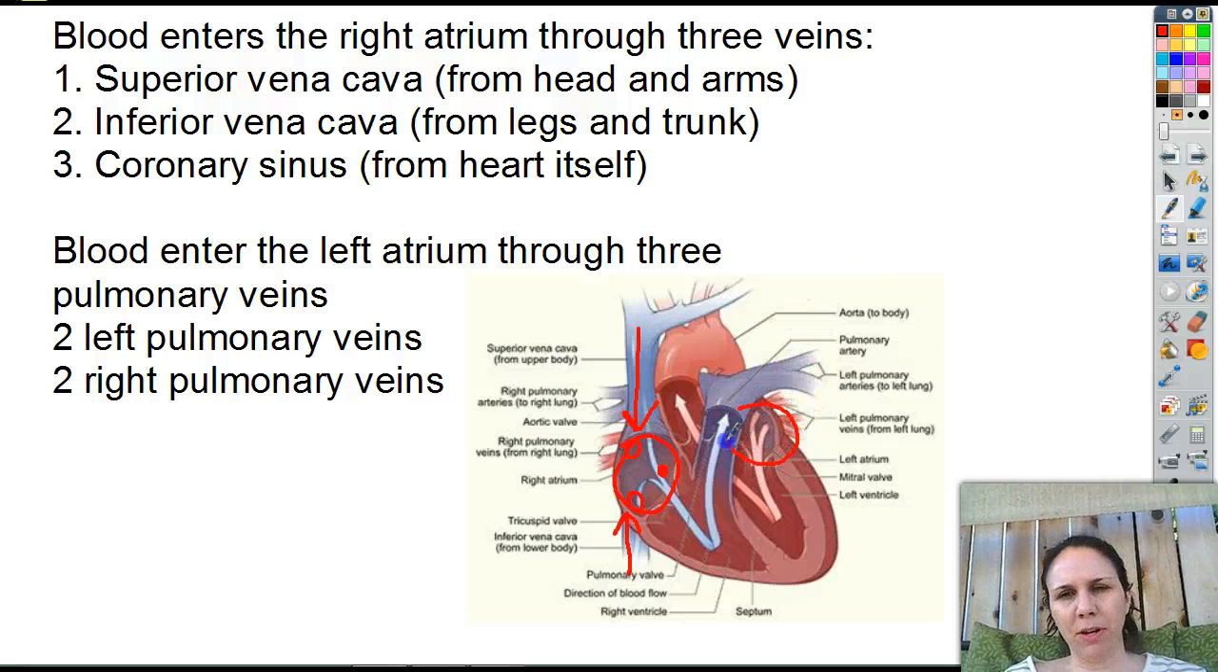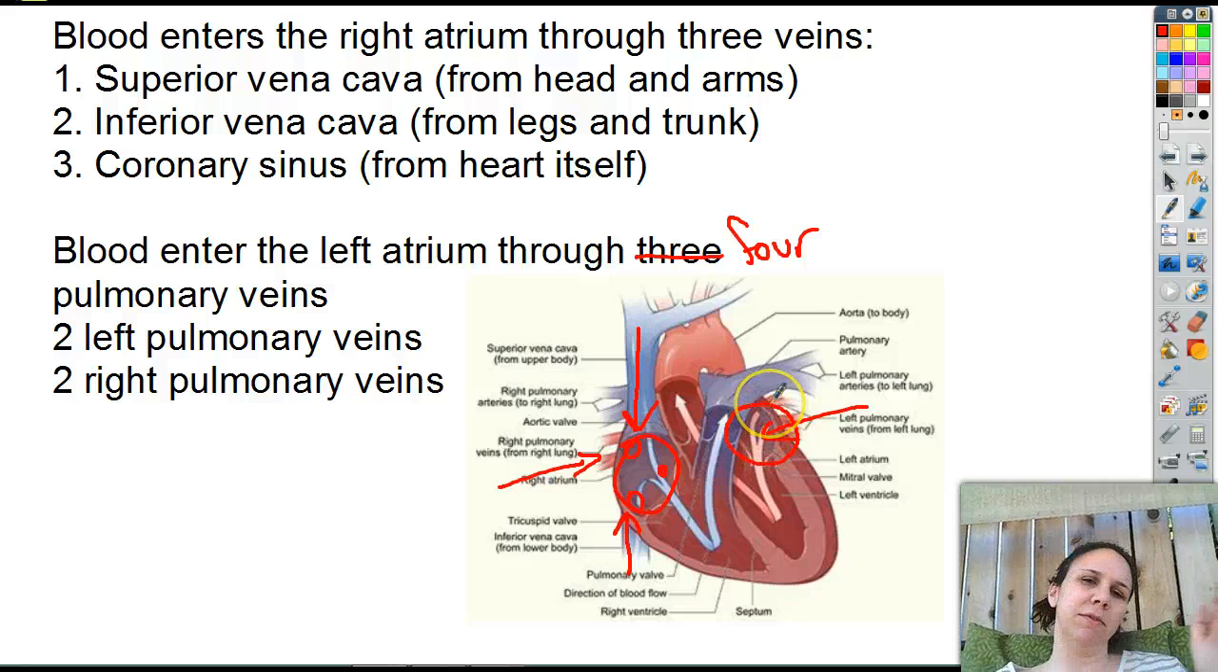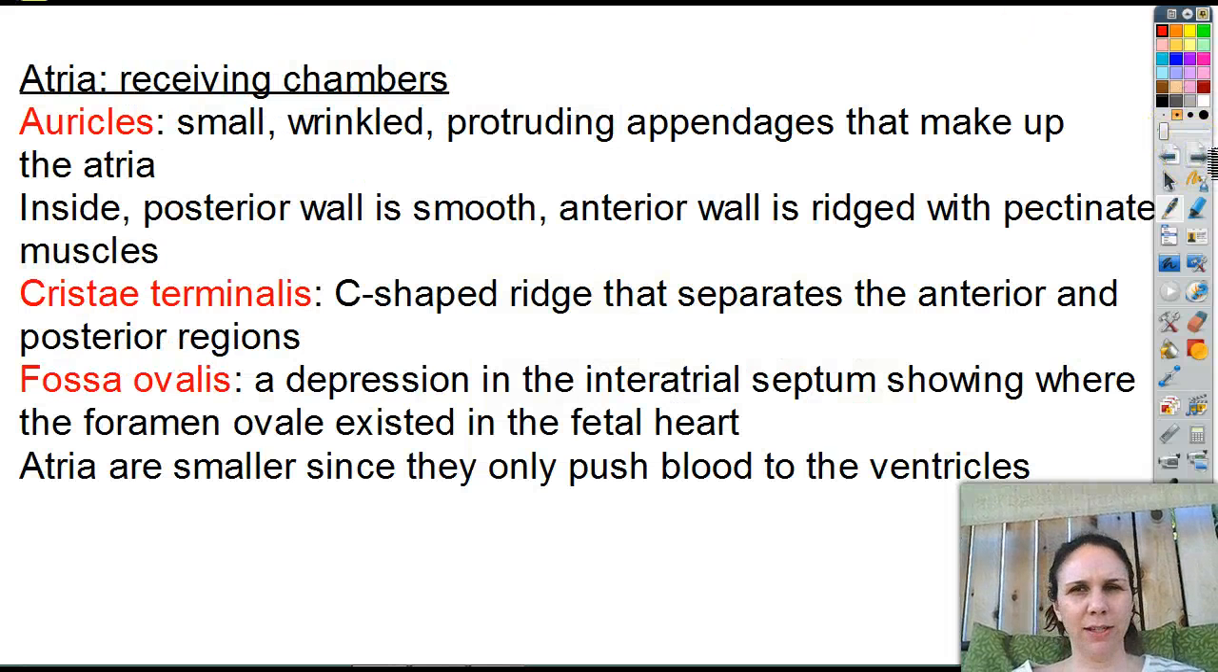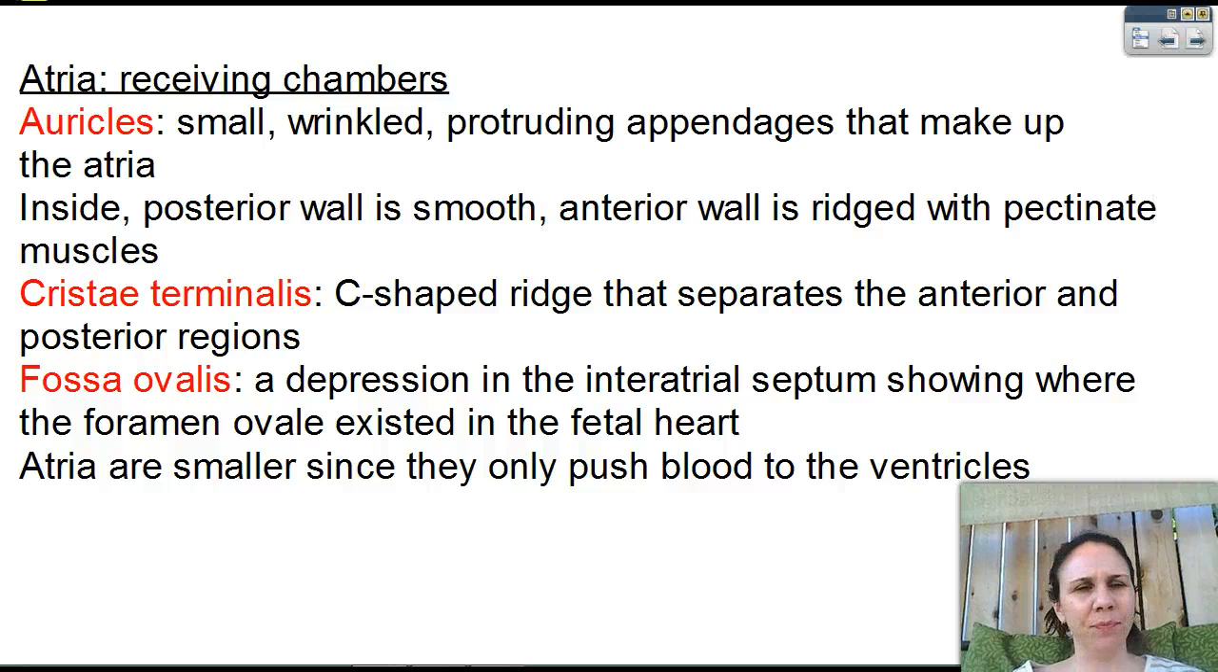And then the left atrium over here, he's going to get blood from, actually, that should be 4, from 4 pulmonary veins. There's two on the left-hand side and two on the right-hand side. And those four altogether carry blood from the lungs into the left atrium. I always have to turn myself around because you're looking at the heart as if it's facing you.